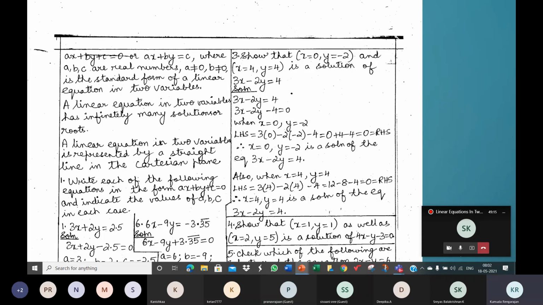If it is a solution, it should satisfy the equation. That's all it is. If it does not satisfy the equation, it is not a solution. That means that point lies on the graph paper but does not lie on that straight line. If a point does not satisfy an equation, it doesn't mean that that point does not exist. That point exists, but that point does not lie on the graph of this straight line.